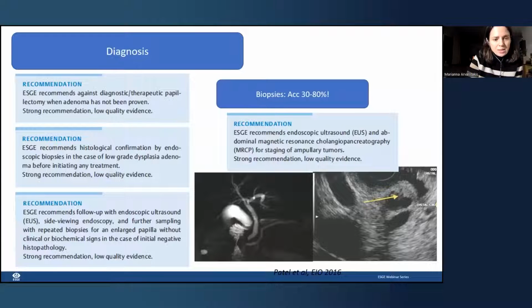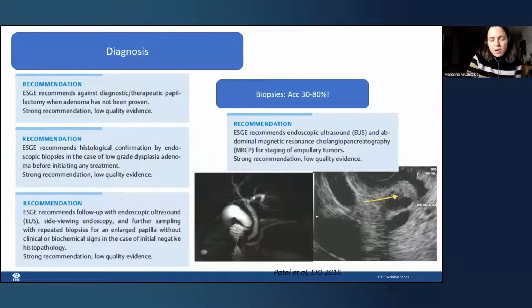also with EUS and the side view endoscope and further sampling. We talked about MRI, we talked about EUS, both can be used for staging. But mostly, as Marc pointed out, it is to evaluate the extension in the bile duct and the pancreatic duct. We can use MRI, but it has to be a good quality MRI with a very good interpretation by a radiologist that has experience in this technique. And both techniques also can help you define the anatomy of the pancreatic duct.